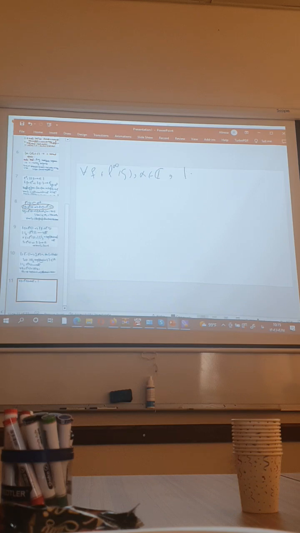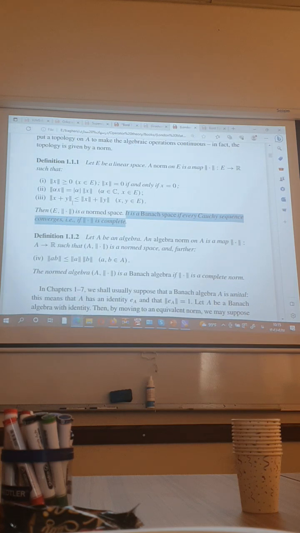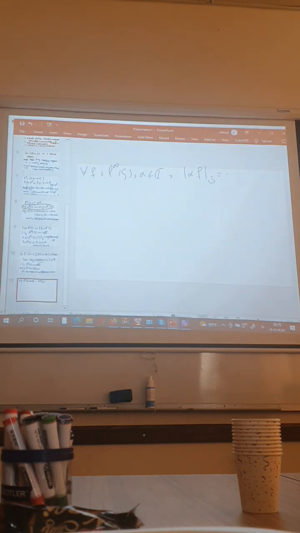it is very trivial that the norm of alpha f equals the absolute value of alpha times the norm of f. This is property 2, okay? We must prove this, and it is very trivial because if we consider this, it is equal to the supremum of the absolute value of alpha f(x), because we have alpha f instead of f, such that x belongs to S.